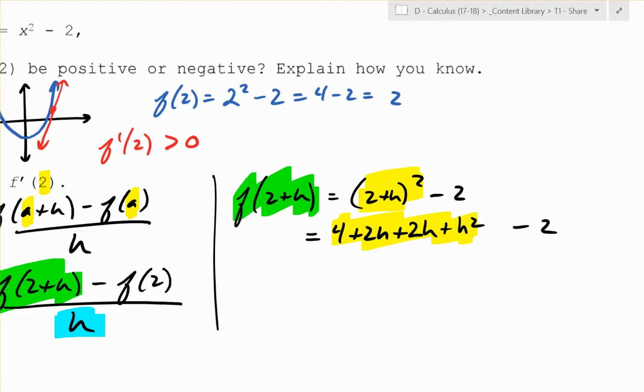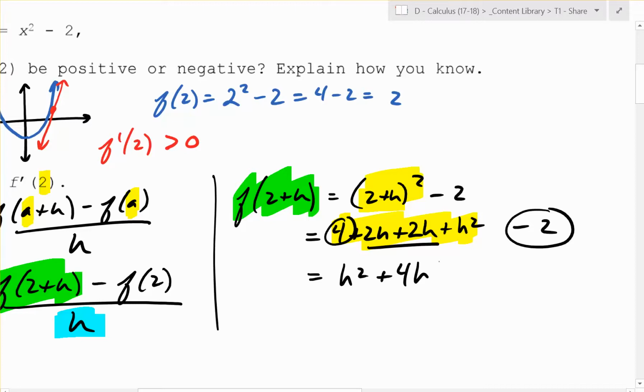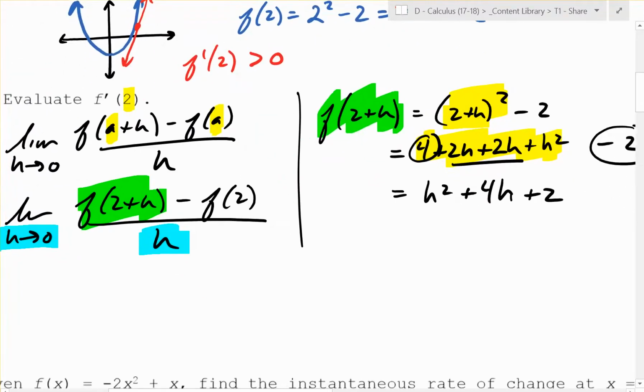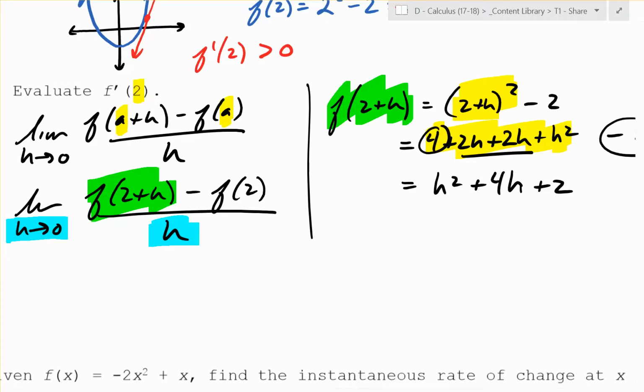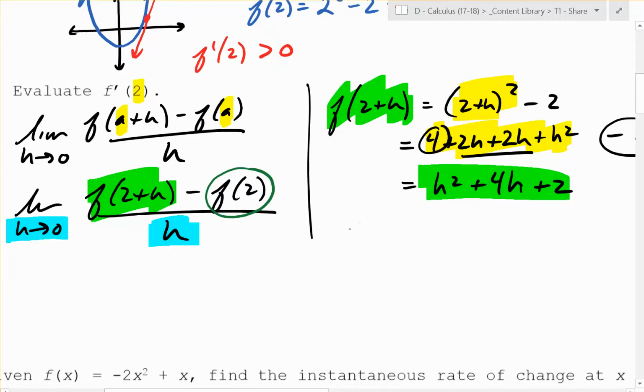Can we clean that up a little bit? Well, 4 minus 2 is 2. So you have h squared plus 4h, there's the 4h, plus 2. Okay, so that's what's going to be in the green right there. Now what about here, f of 2? Well, we know that f of 2, we already did it before, but do it again. It's 2 squared minus 2, which is 2. So that is a 2.